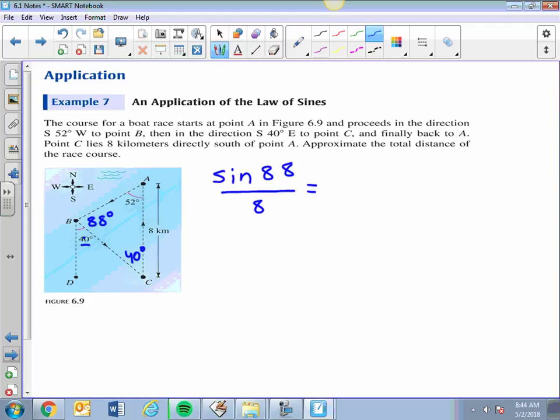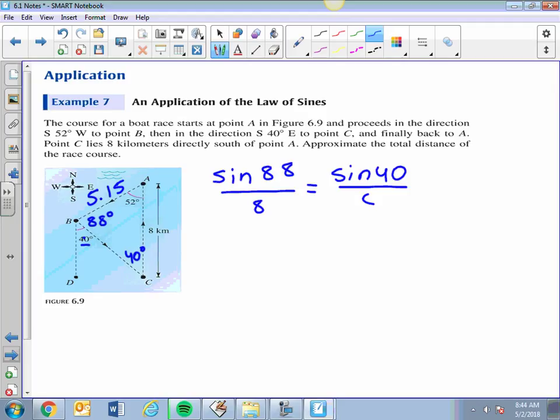We'll go ahead and find the side across from the 40 degree first. So we'll go sine of 40 over, we'll just call that little side c since it's across from angle C. All right, and then we'll go ahead and figure this out. So I'm going to multiply this out here: 8 times sine of 40 divided by sine of 88. Okay, so we got 5 points, and we'll go to hundredths again, 5.15.